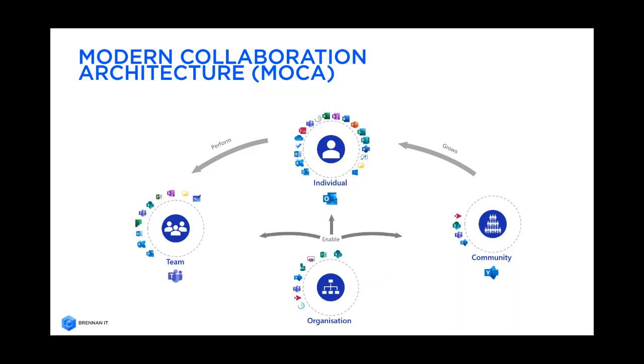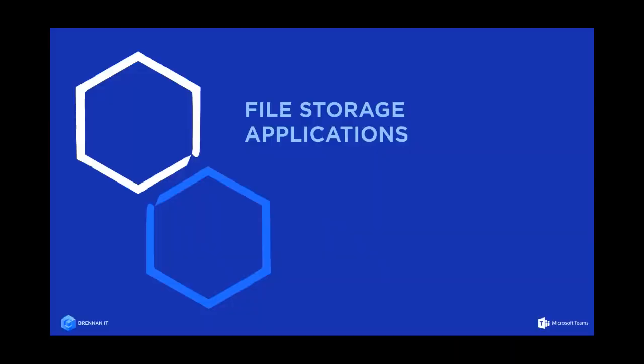As you can see in this diagram, there's a lot of different applications you get in Microsoft 365, and some of them do tend to have a bit of overlap in terms of functionality. Teams and Yammer is a good one, and you also get some overlaps with file storage applications, which I'll go through next.